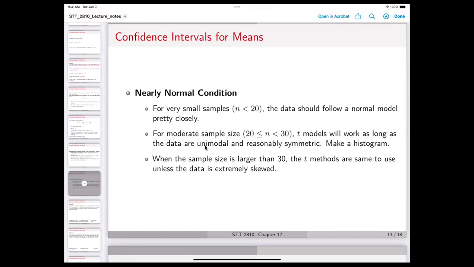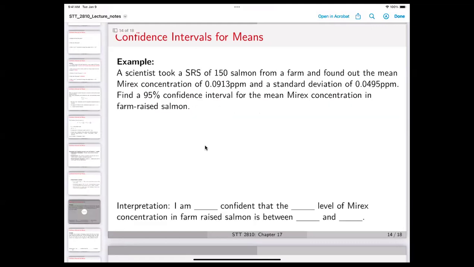So now we want to proceed to do some calculations. Let's try this example here. When we look at this example, it says that a scientist, so I'm going to do it using two methods. One method would be to do it manually. The other method would be to use StatCrunch.